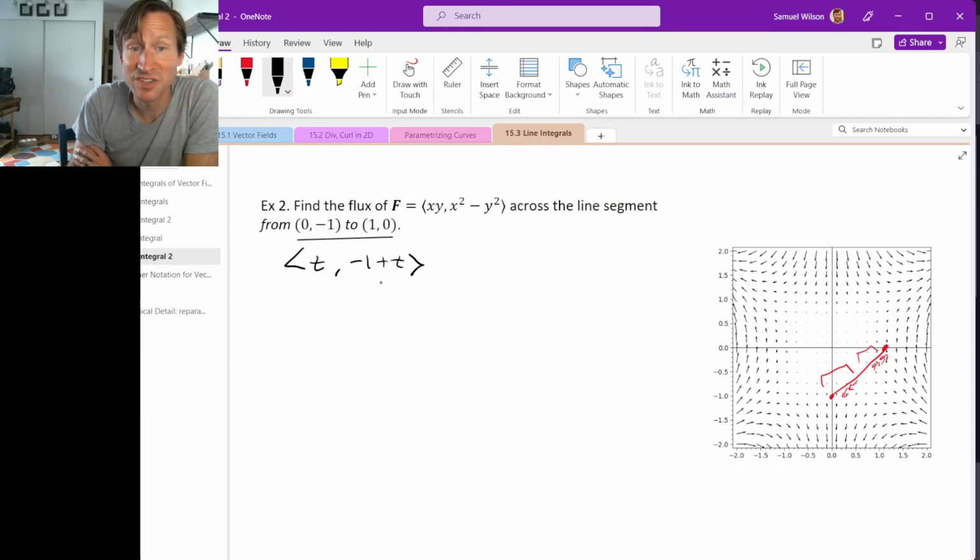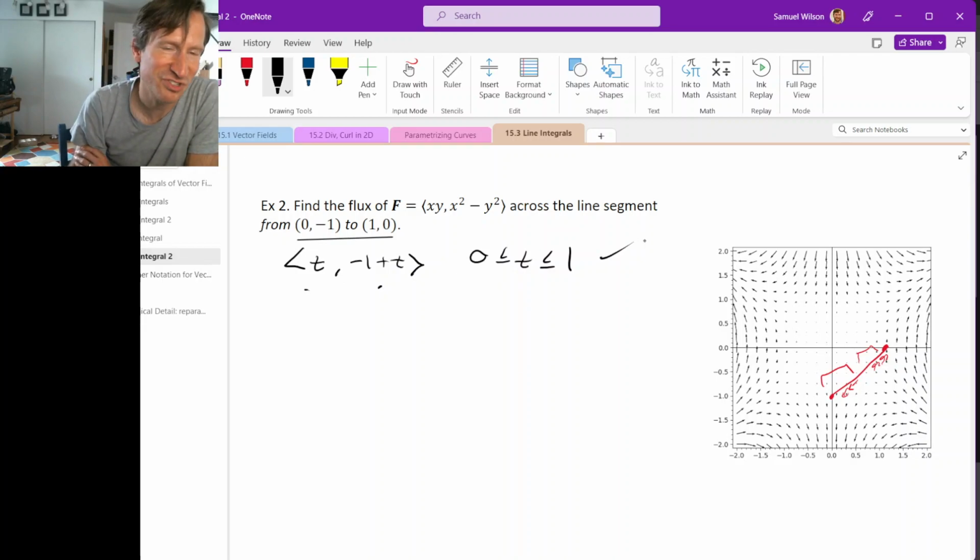Okay, so this is obviously a line segment, and t is going to go from 0 to 1. The only question is, does it start and end in the right place? If it starts and ends in the right place and it's a line segment, then it must be the correct parameterization. So if you plug in 0, you get 0 minus 1. And if you plug in 1, you get 1 comma 0. So yes, this is a good parameterization for this line segment. And notice that it is going the right way. It's starting at the correct point and ending at the correct point. If we got those backwards, that would be bad.